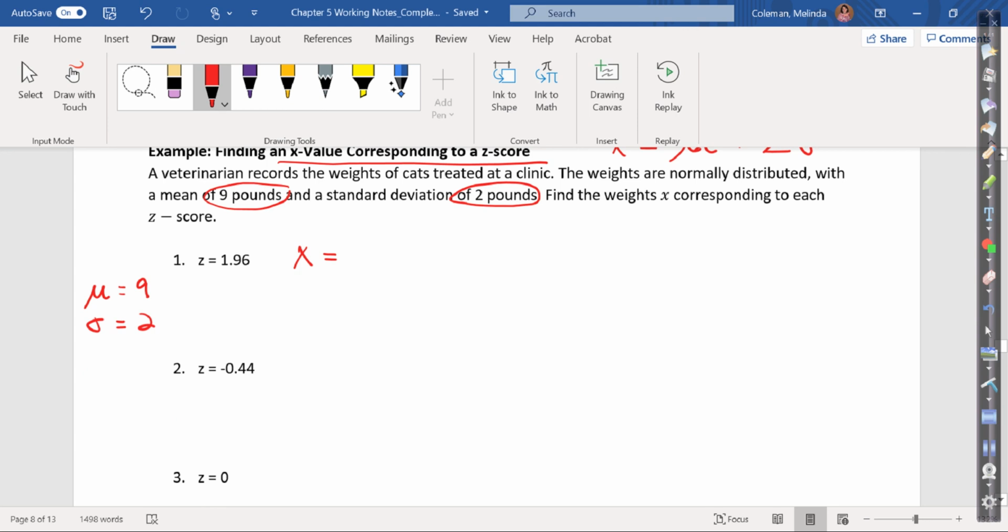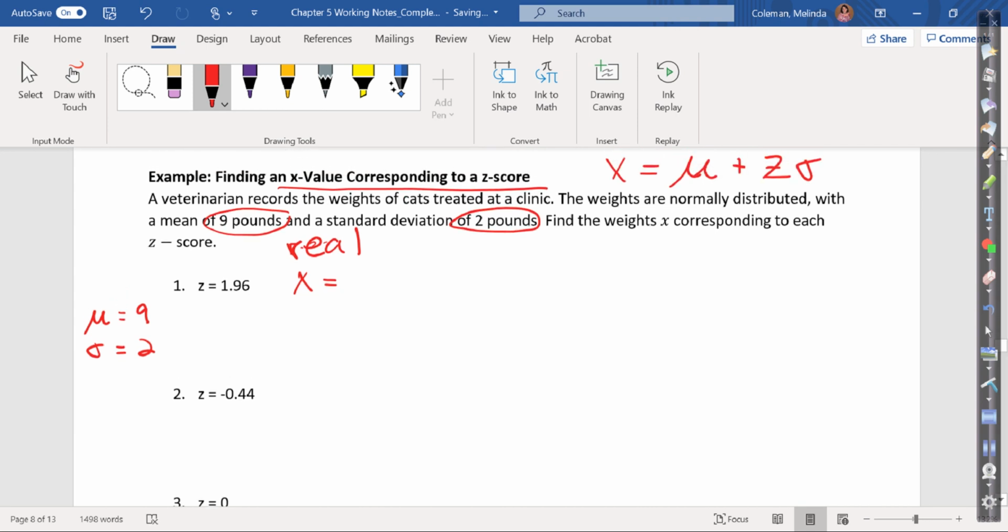So number 1, z equals 1.96. We want to know in real life, because remember, x is real data. X is the real data. So how many cats have a z-score of 1.96, or what is the weight of those cats? Not how many, but what is the weight? Okay. So we would have x equals mean plus z times the standard deviation. So x is equal to the mean, 9, plus the z of 1.96 times the standard deviation, 2.